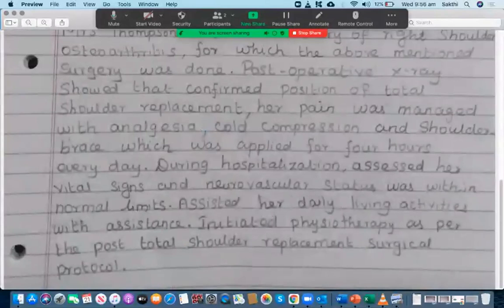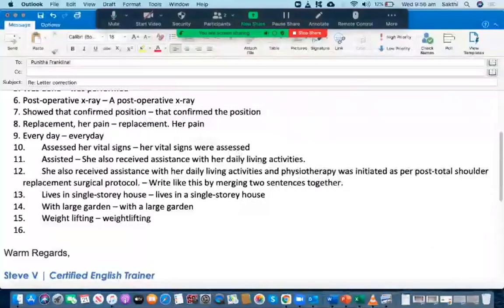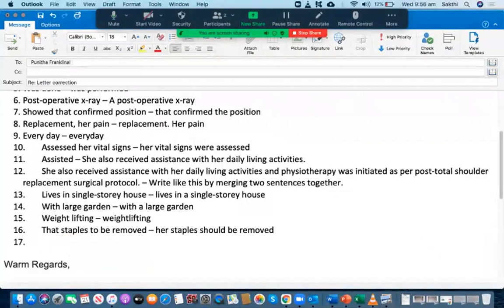All right, let's go to the next one. Where is that? It's here. For another 4 weeks. Please note that staples. Why did you write "that staples"? You can say "her staples to be removed." "That staples" is wrong. Let's say "her staples should be removed," or "her staples are scheduled to be removed," or as an appointment, "removal of her staples is scheduled at," and then you can say whatever date you want.